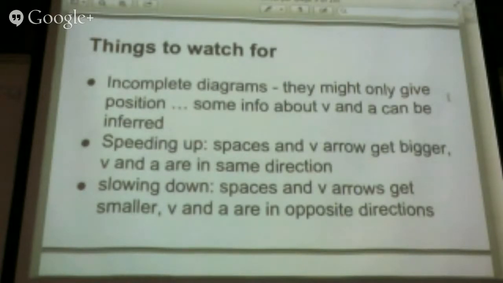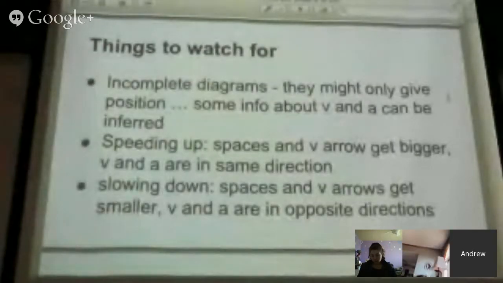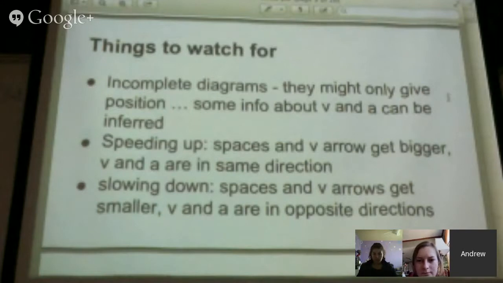Maybe they just have the dots and number them. So this is the first dot, and then it's here, number 2, and then it's here, number 3. You can infer quite a bit just from the locations of the dots, whether the object is speeding up or slowing down, whether it's turning or going straight, whether it changes direction. All those things we can get just from where the dots are.